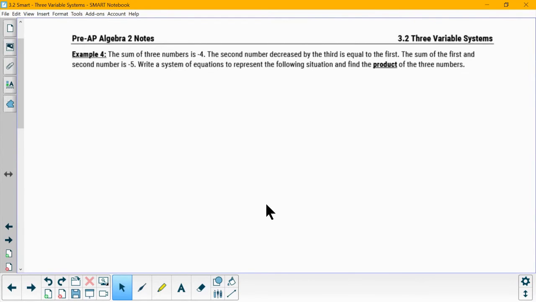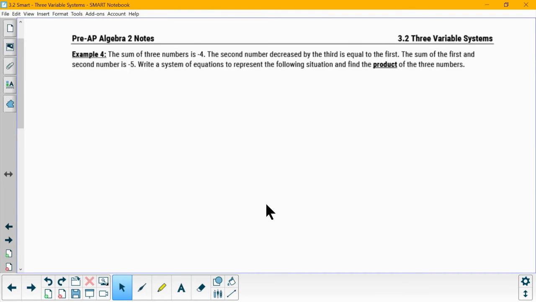The sum of three numbers is negative 4. The second number decreased by the third is equal to the first. The sum of the first and second number is negative 5. Write a system of equations to represent the following situation and find the product of the three numbers.